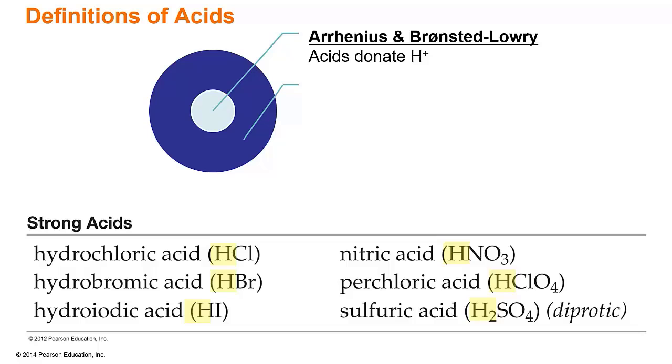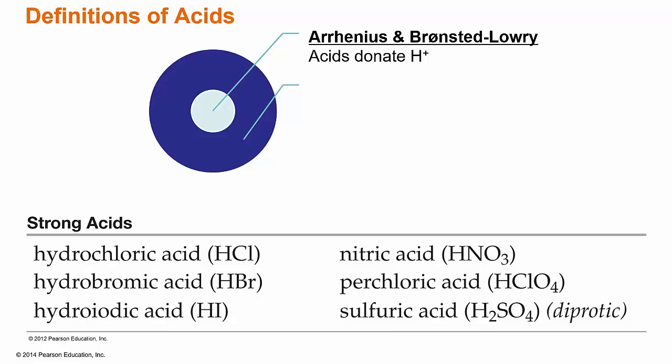But if you take any of these, hydrochloric, hydrobromic, hydroiodic, nitric, perchloric, or sulfuric, all of these will break apart in solution because they are ionically bound. When they break apart, the proton, the H plus, is one product, and the other one is their conjugate base. That just means everything that remains besides the proton. And so those are all acids based on the Bronsted-Lowry and the Arrhenius definition.